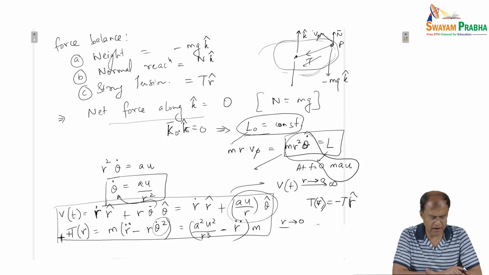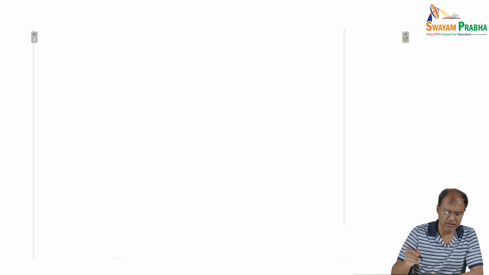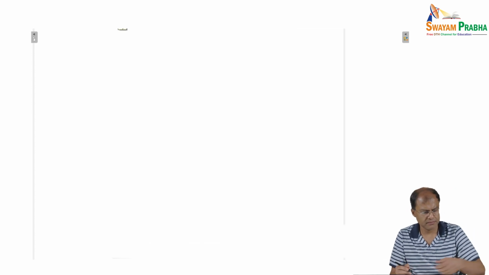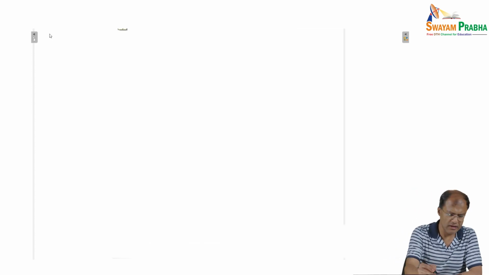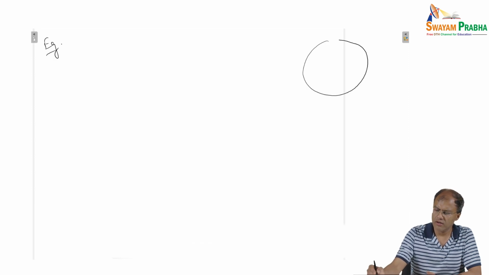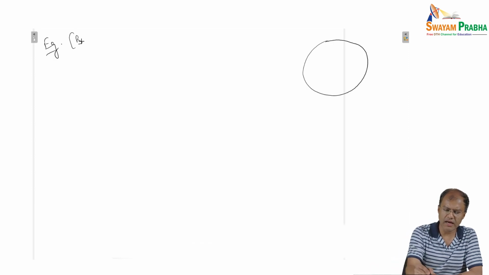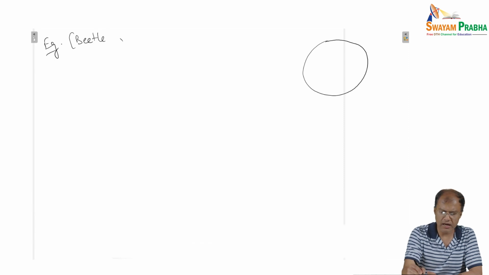And now we have another nice problem. The listeners are going to see this next problem in many of the textbooks, and this is a very simple application of conservation of angular momentum. So the problem says that we have an insect which is on the ball. So the problem is that of a beetle and a ball.